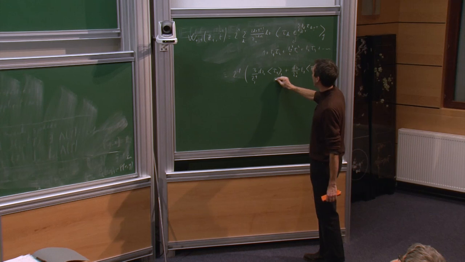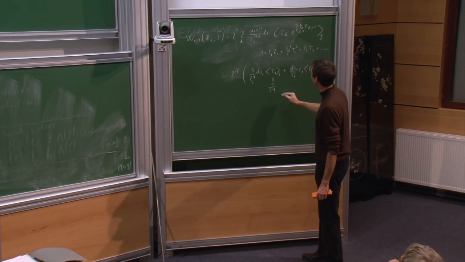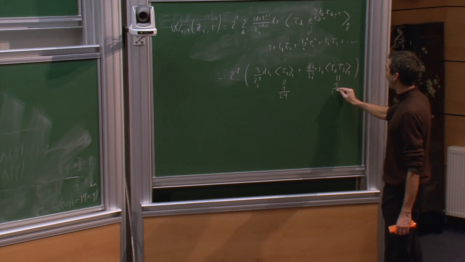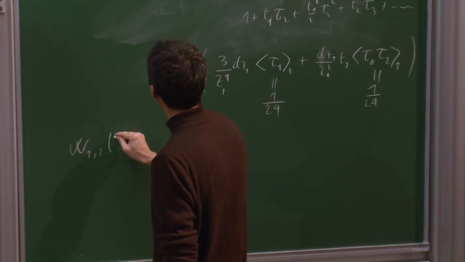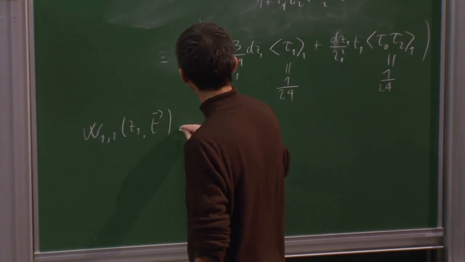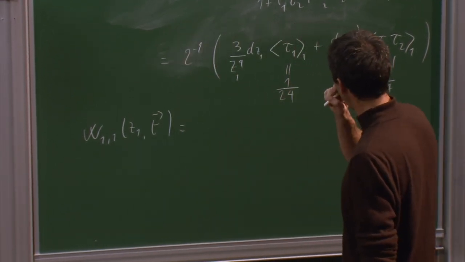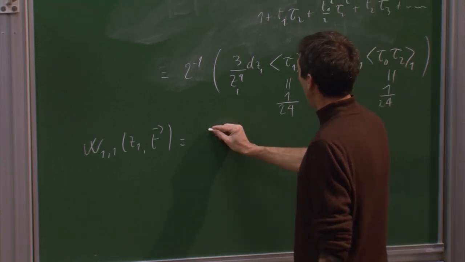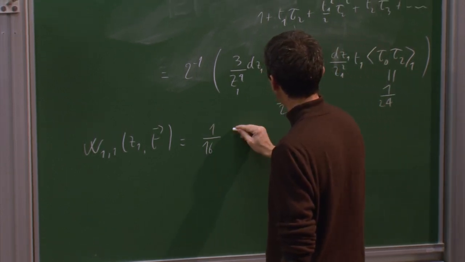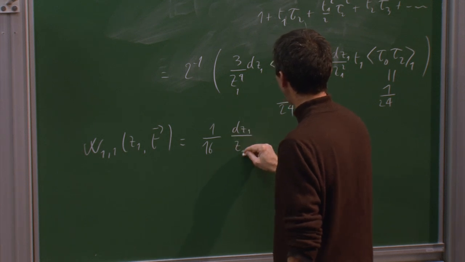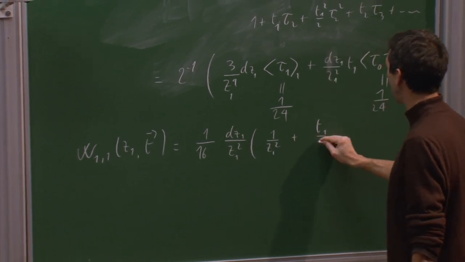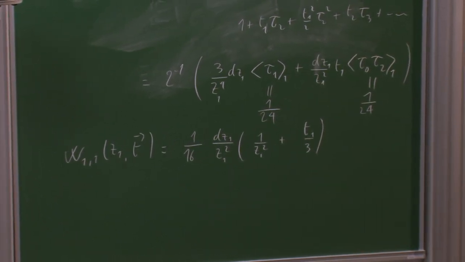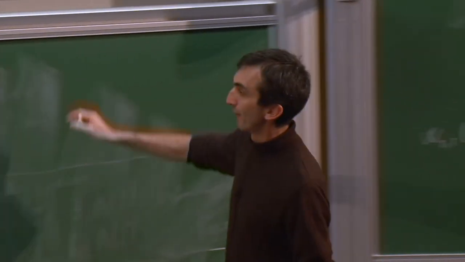And in fact, those numbers are known. It's 1 over 24, and this one is also 1 over 24. So this W11 of z1, t is in fact 1 over 16 dz1 over z1 squared, let me write it this way, 1 over z1 squared plus t1 over 3. Okay, so that's by computing, for instance, Chern classes or whatever.